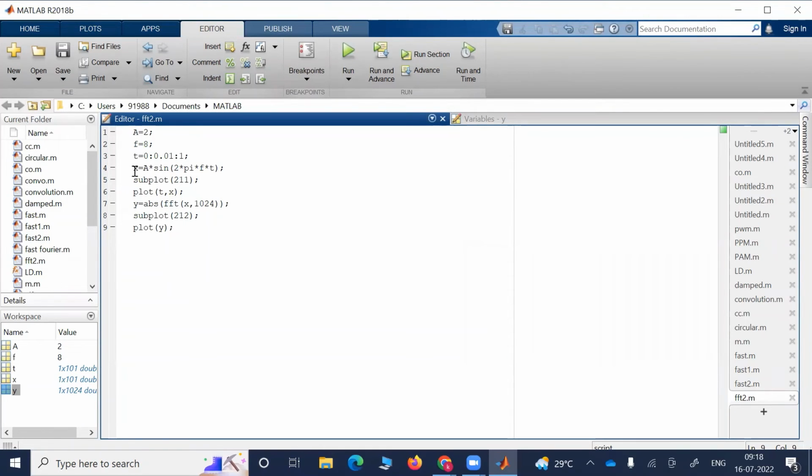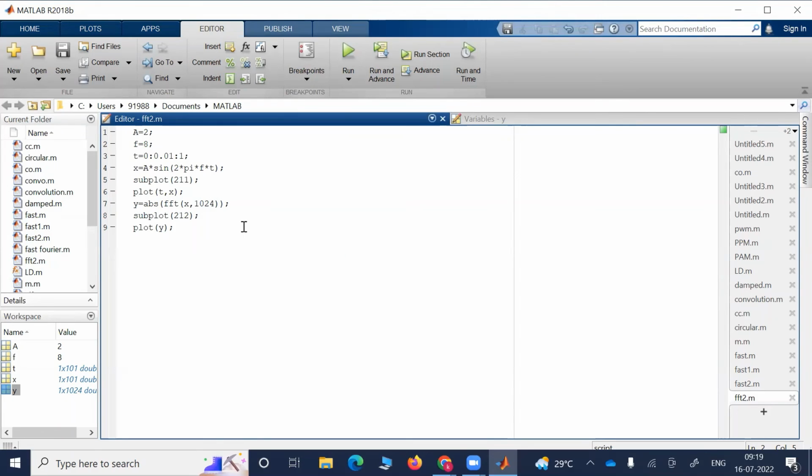Let me explain the program again. I have taken a sinusoidal signal, A sine omega t, where A is the amplitude. Omega I have expressed as 2 pi f, where f is the frequency and t is the time. I have chosen some values for amplitude, frequency, and time. I chose a time interval from 0 to 1 with a step of 0.01. First I plotted the signal x with respect to t, and we have seen the sinusoidal waveform.